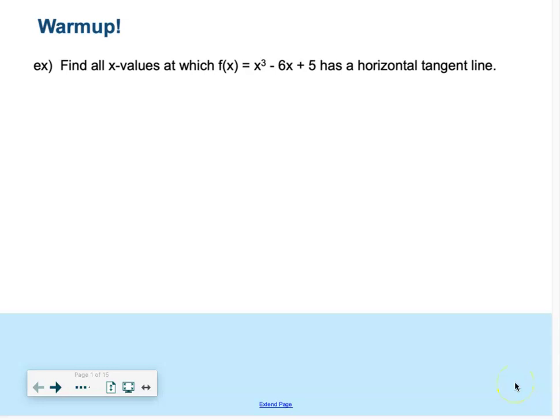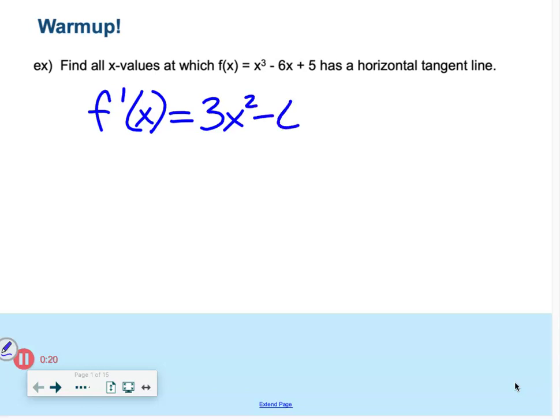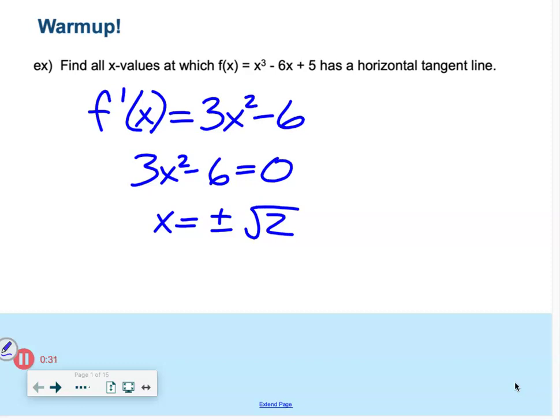So find all values where you have a horizontal tangent. Okay. So horizontal tangent, what does derivative give you in one word? Slope. And when a line is horizontal, that means the slope is what? 0. 0, right? So what we're looking for is where the derivative equals 0. You solve, you get plus or minus root 2.